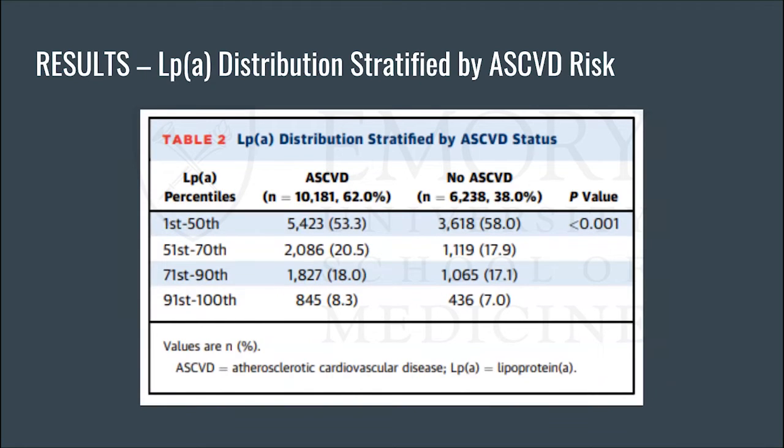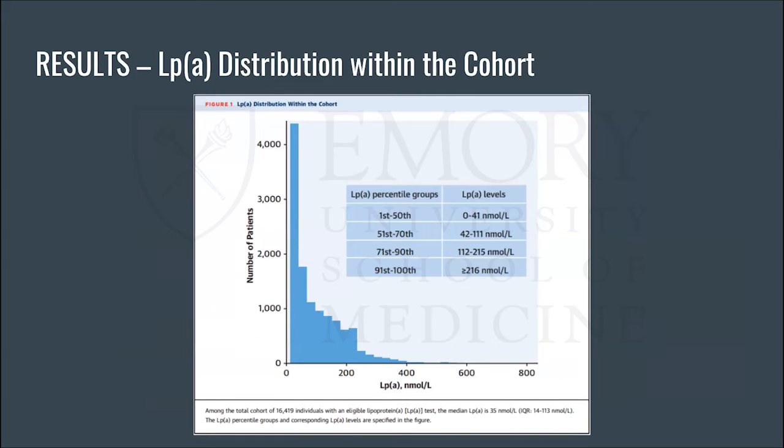Briefly, table 2 just breaks everything down with regards to lipoprotein A distribution, stratified by ASCVD risk in terms of those numbers there. And then this is more of a bar graph that demonstrates the percentile groups and the different lipoprotein A levels that they broke down in terms of these percentiles. So the first to 50th was 0 to 41 nanomoles per liter, 51st to 70th, 42 to 111, 71st to 90th was 112 to 215, and 91st to 100th was anything greater than 216.